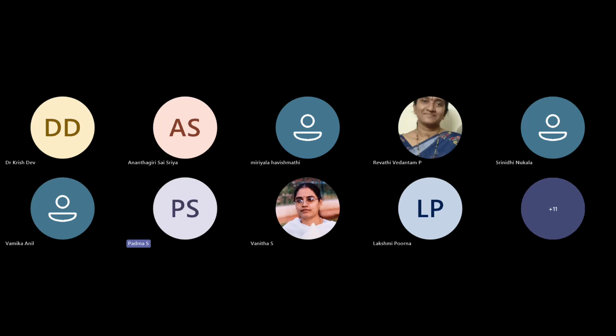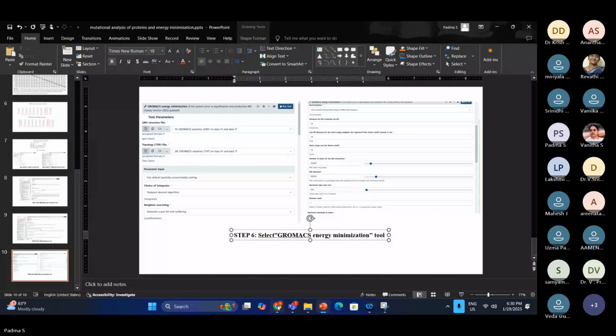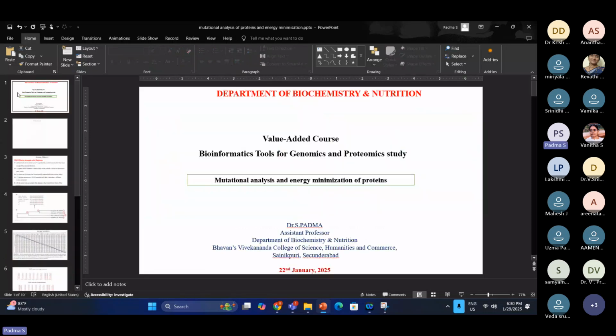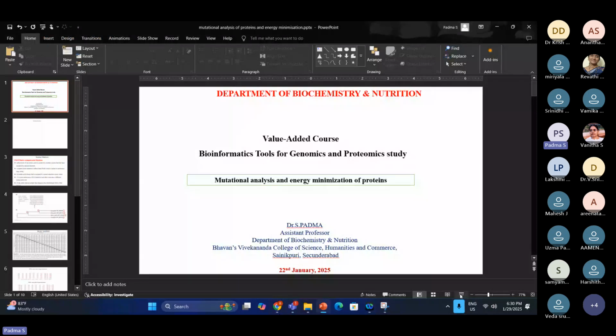Value-added course. After yesterday's class, we have discussed the protein data bank, and also we have seen other aspects which are related to proteomics.